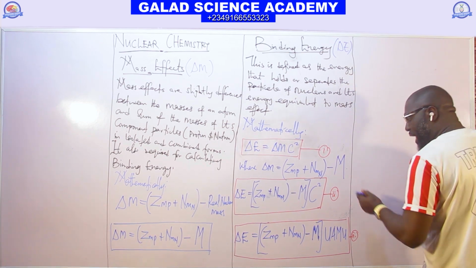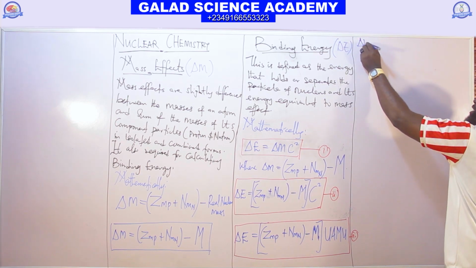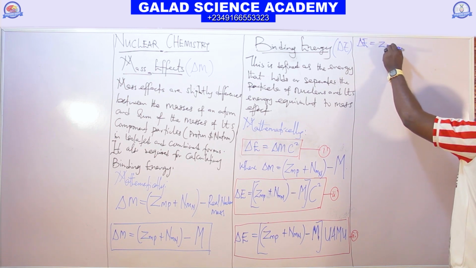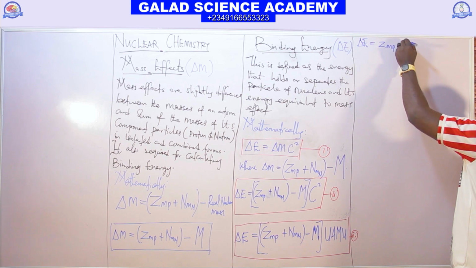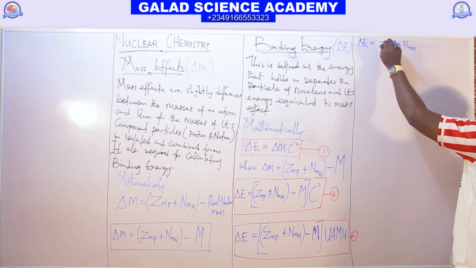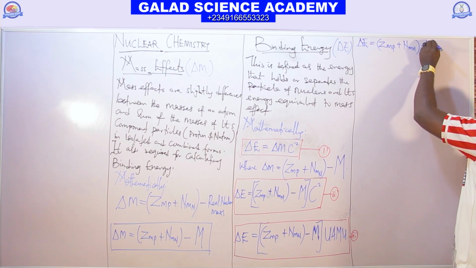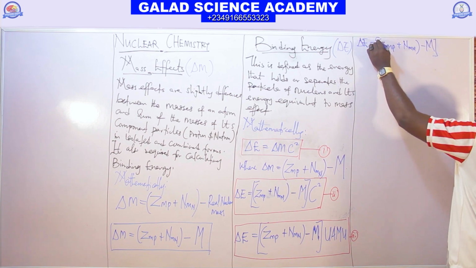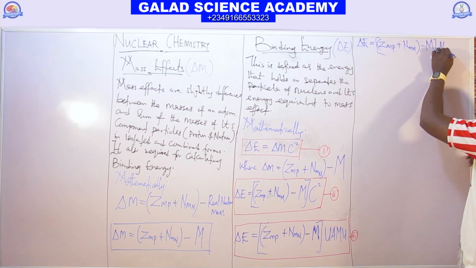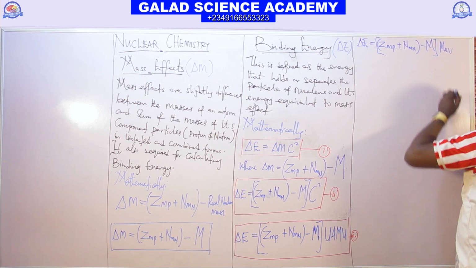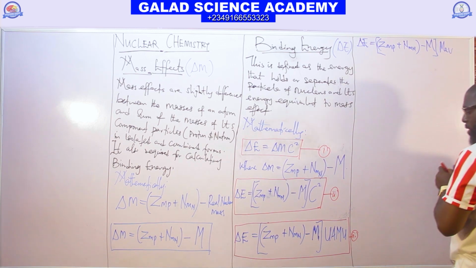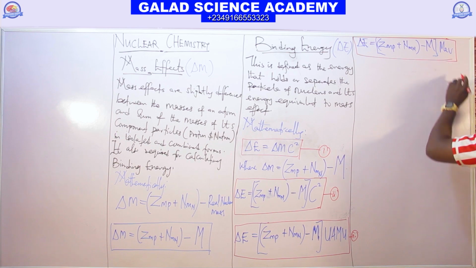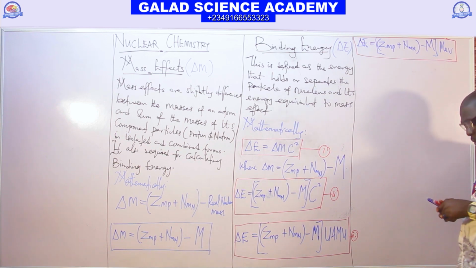Or the last way of expressing it, change in M equal to the total mass number of proton plus mass number of neutron, minus this. So everything over MeV. So this is the fourth way of expressing binding energy.